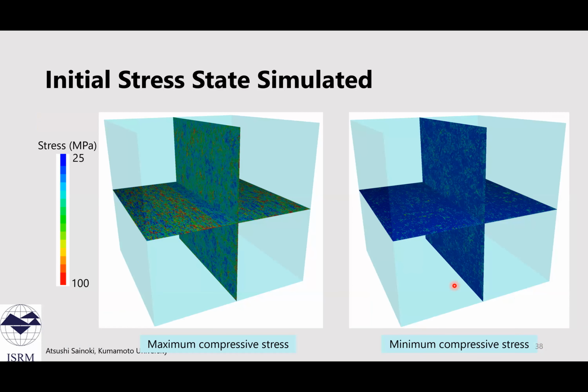So I'm going to show you the result. This is the initial stress state simulated with the method. As can be seen, due to the stiffness heterogeneity in the model, a very complex stress state with stress anomalies was simulated.